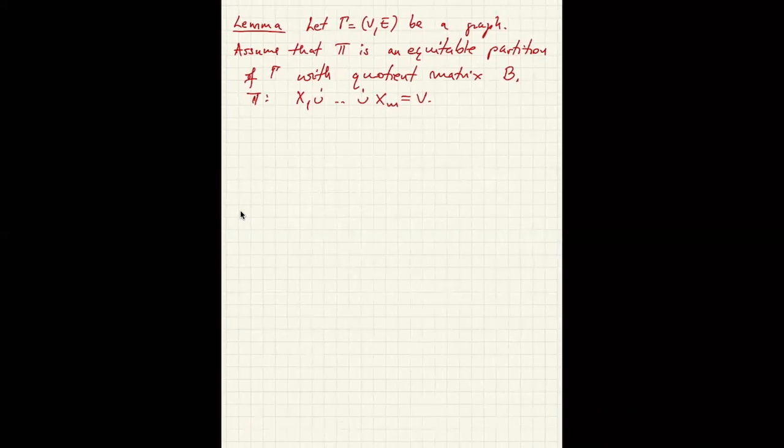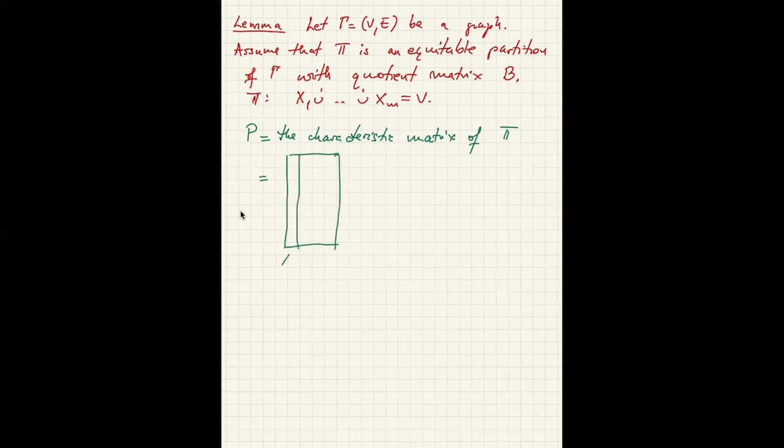matrix of the partition. So let me define P as the characteristic matrix of the partition pi. And this matrix can be defined for any partition. The partition doesn't have to be equitable. And what is this matrix? It's a tall matrix. So there's one column for each part of the partition. So there's x1, you go all the way to xm. And on the rows, you are labeled as in the vertex set V.